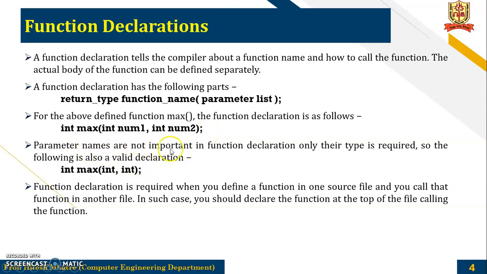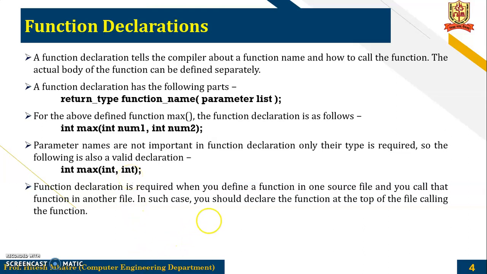The parameter names are not important in the function declaration, only the type is required. So if you go through many programs, you might come across a function like int max(int, int). Here we have not specified the variable names, that is num1 and num2. This is also a valid declaration because it is important to know what type of parameters it takes instead of what the names of the parameters are.